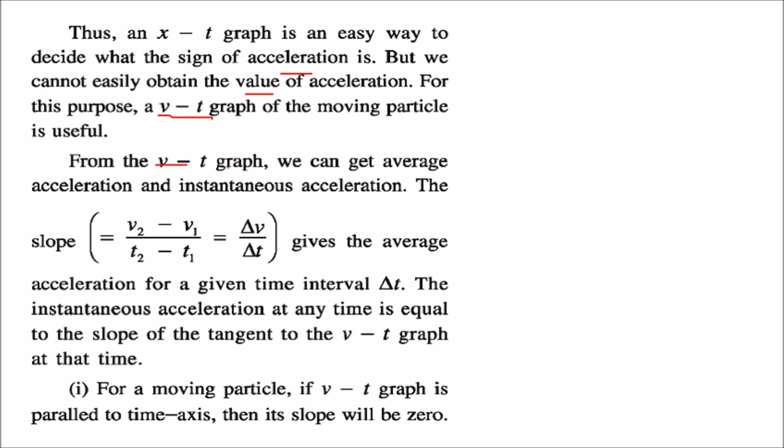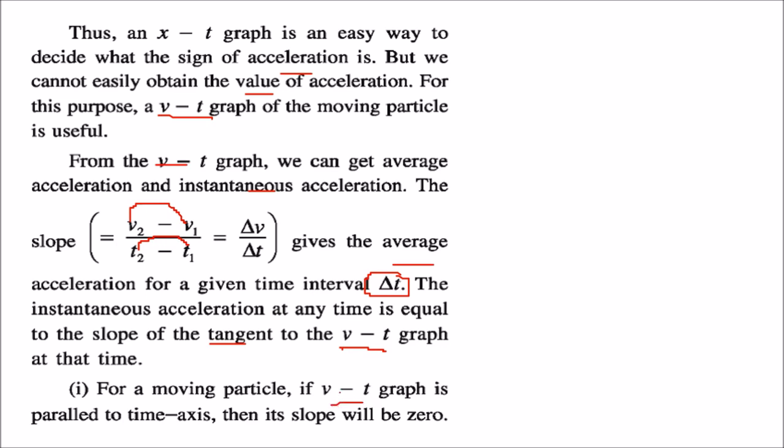If a particle is moving and the VT graph is parallel to the time axis, the slope is 0. Like this. Here, the slope is 0. That is, velocity is not changing with time. So there is no acceleration. The particle is moving with 0 acceleration. What it means is the velocity of the particle is constant. In this case, we say the motion is uniform motion.